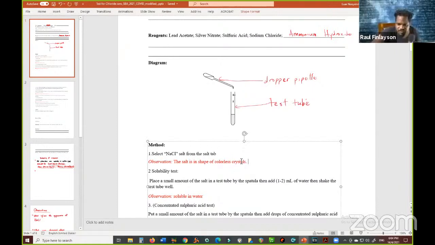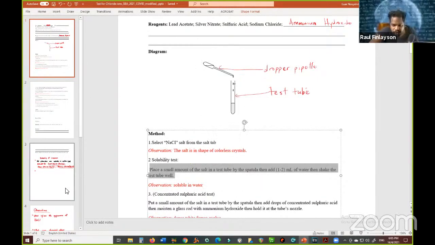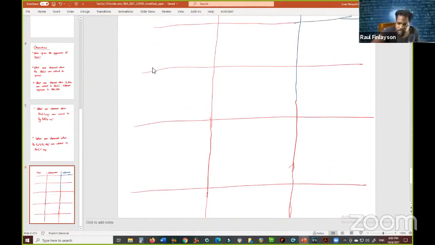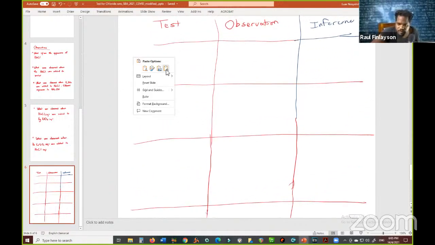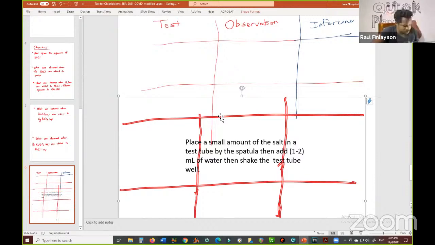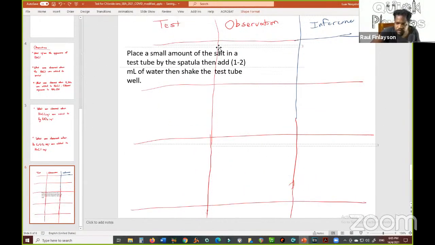All right. So I think the observation here, salt is in the shape of crystals. So this is the first test, guys. So please, small amount of salt. When you copy this and put it right here, guys, in the method, it's for everybody doing the lab. Let's put that there. All right, good. So we have this, guys.